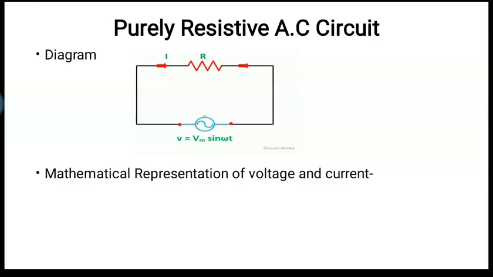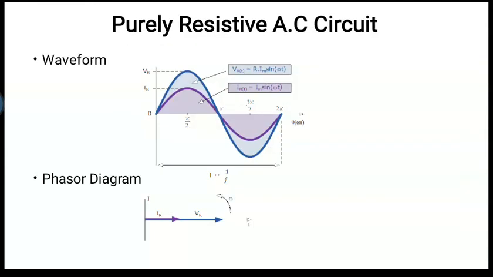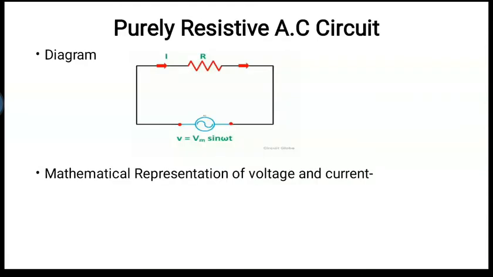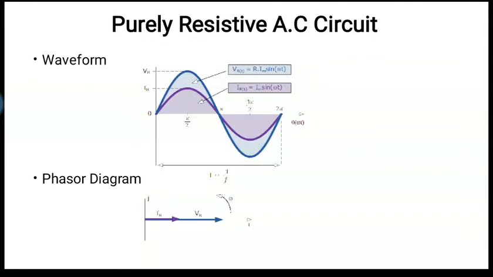Okay, so what is the mathematical representation? I hope you remember that formula V is equal to Vm sin omega t. So same here, you can see in the diagram waveform. I have not written the representation, but while you are making the notes, you have to write the equation. The equation is nothing but here. Okay, so you can see here. Just remember one thing. The phase difference between voltage and current in the purely resistive AC circuit is nothing but 0.